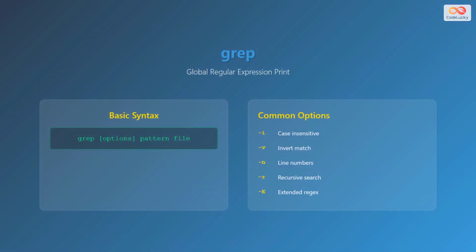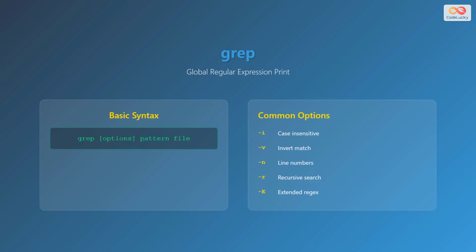First up, let's dive into grep, short for Global Regular Expression Print. Grep is your go-to tool for searching and filtering text. It searches through files or input for lines that match a specified pattern. Here is the basic syntax. You type grep, followed by any options you want to use, then the pattern you are searching for, and finally the file you want to search within. For example, grep error logfile.txt searches for the word error in logfile.txt.